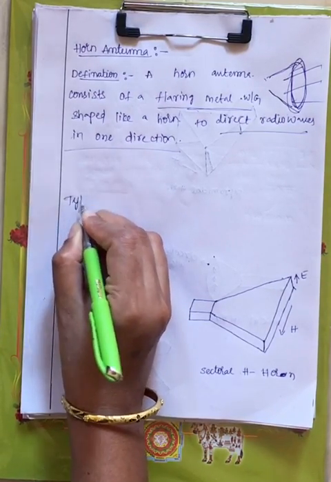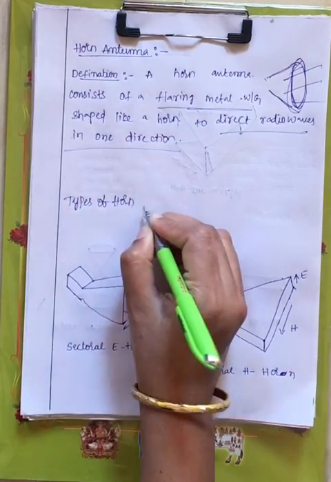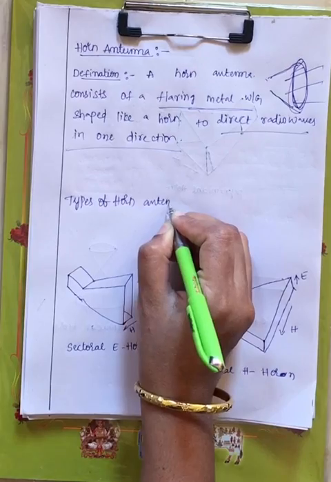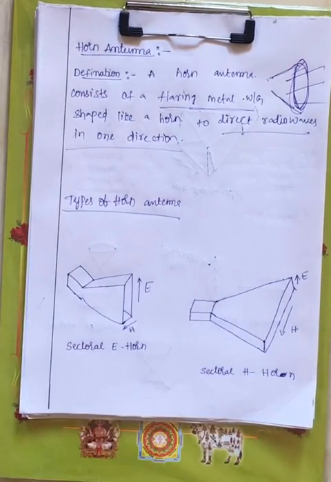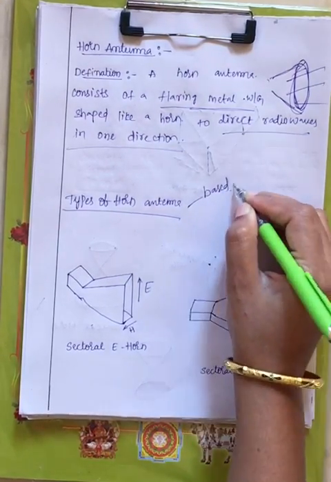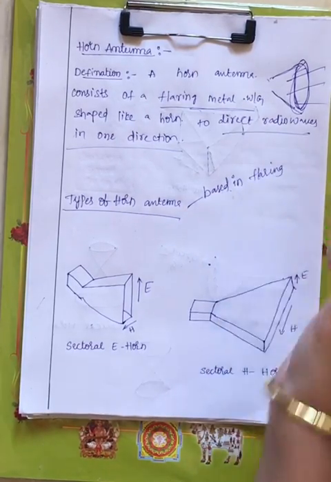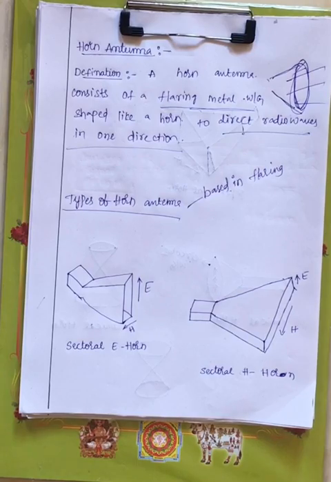Now coming to the next one, that is the types of horn antenna. Let us see what the different types of horn antenna are. Horn antenna is classified into different types, and this is based on flaring. Flaring is nothing but wide opening. Based on flaring, we have different types of horn antennas. Now what are those horn antennas?